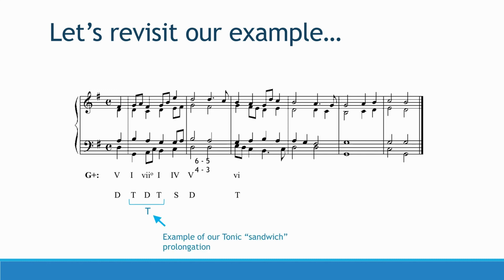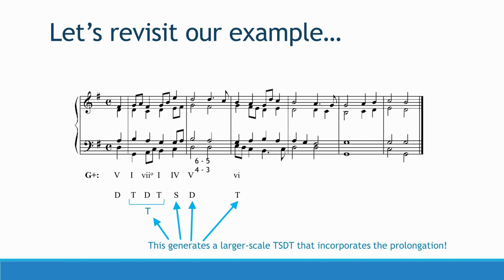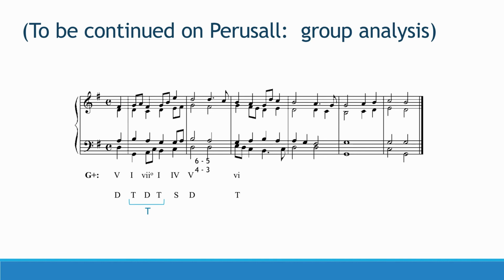The other thing you might have noticed looking at the harmonic function labels is that in identifying this prolongation here, this larger region of tonic happening, we see that this generates a larger scale TSDT that actually includes that prolongation. So our little 1-7-1 is our zone of T that then moves SDT afterwards. And this is very, very common. Again, this is the way that we normally have these chained together. So we're going to continue with this analysis on perusal.